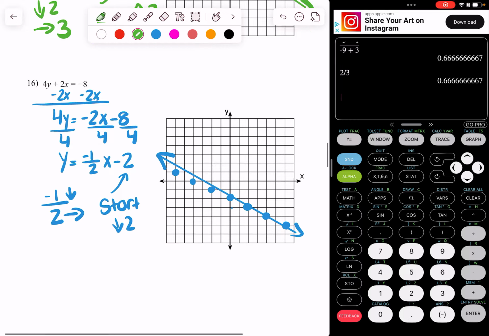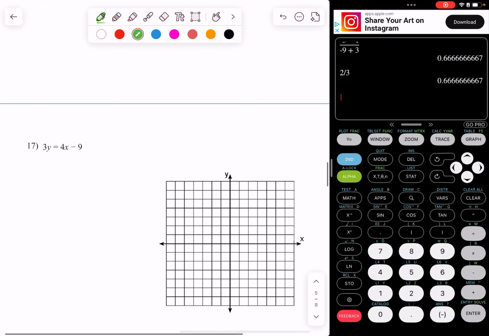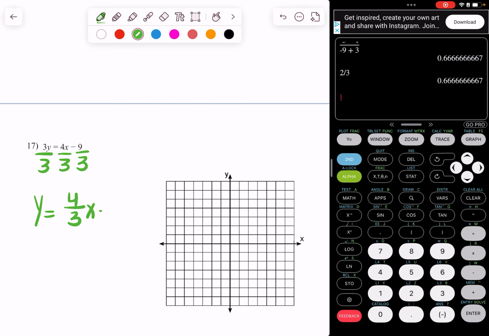Let's look at number 17. We don't need to move an x over because it's already mx plus b on the other side, but we do need to get rid of this 3, giving us y equals 4 over 3x minus 3.